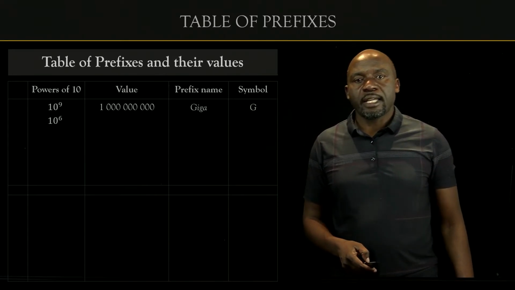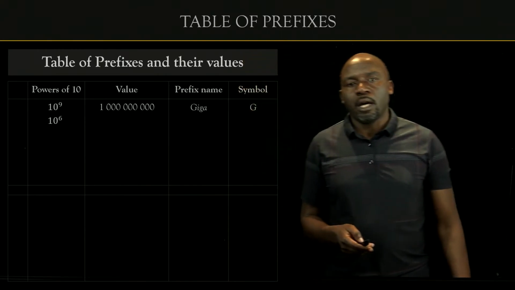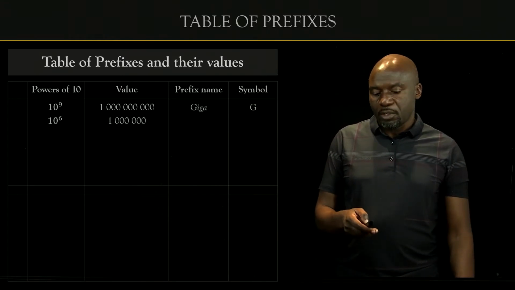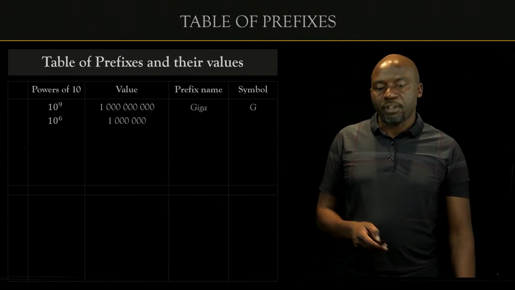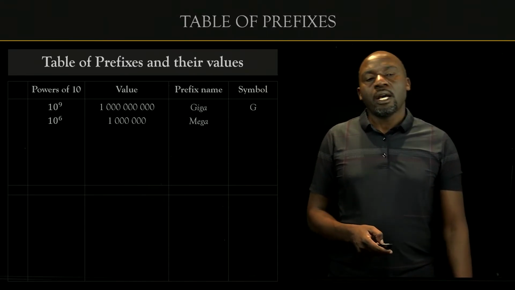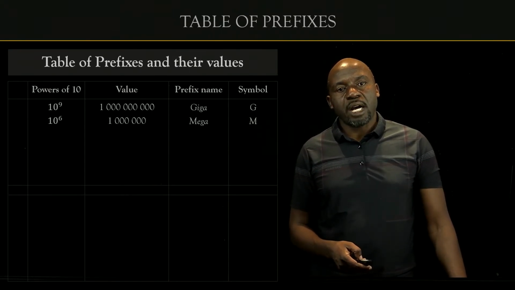Then we have 10 power 6. We don't worry about power 8. So this goes in powers of 3 until we get close to 1. So 10 power 6, which is basically 1 million, has got a prefix which is mega. So mega means a million, and the symbol we use for mega is capital M. So megabytes, right?